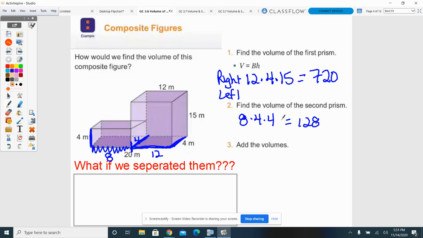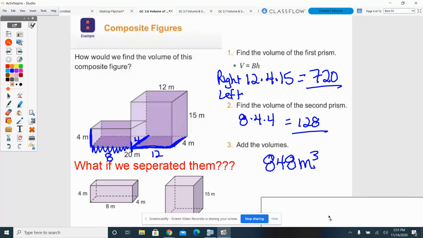So the one on the right is 720. The one on the left is 128, so you just add the volumes and you get 720 plus 128, and I'm getting 848 meters cubed. That's how much stuff would fit in there.